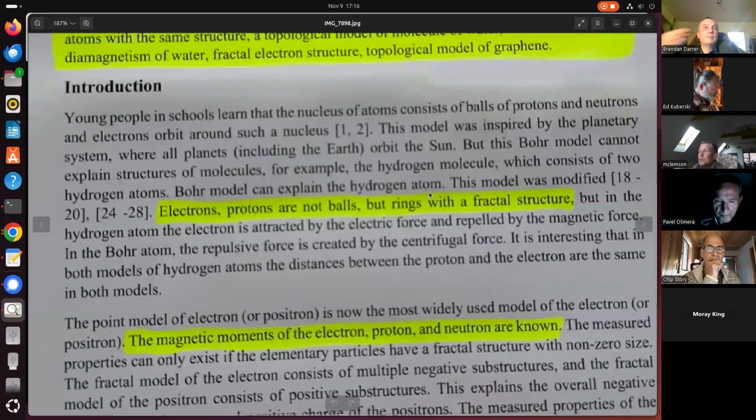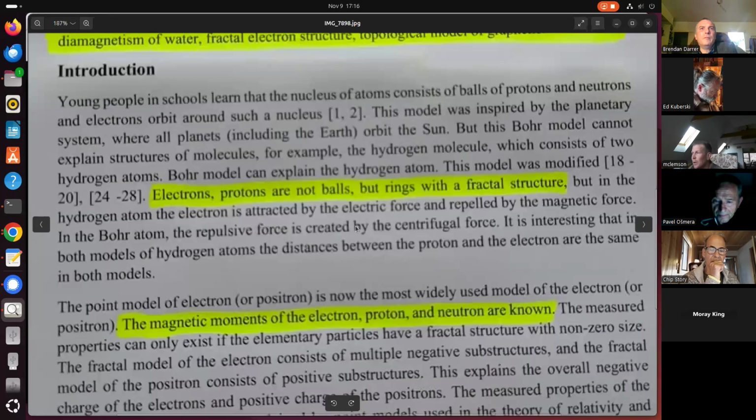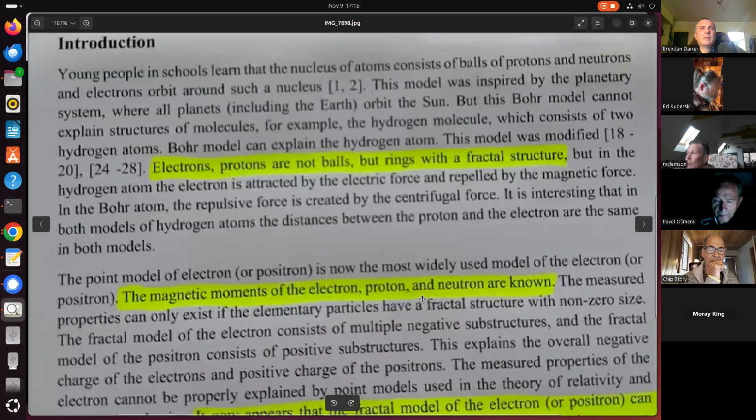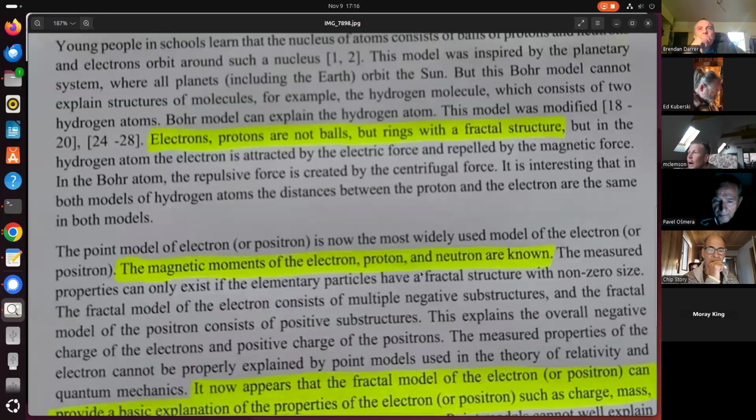Introduction. Young people in schools learn that the nucleus of atoms consists of balls of protons and neutrons, and electrons orbit around such a nucleus. This model was inspired by the planetary system where all planets, including the Earth, orbit the sun. But this Bohr model cannot explain structures of molecules, for example, the hydrogen molecule, which consists of 2 hydrogen atoms. The Bohr model can explain the hydrogen atom. This model was modified, and you can see the references.